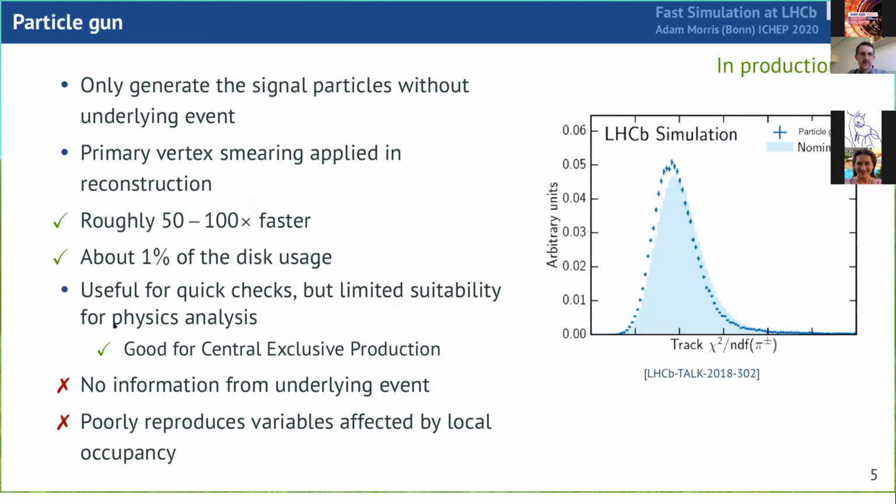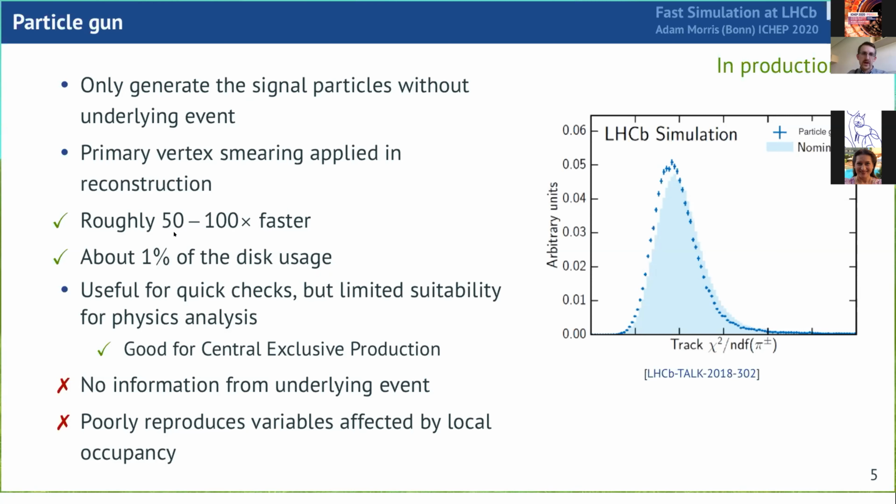So let's cover these in the order I just presented them. The first thing you can do is what we call particle gun, which is where you just generate the signal particles without the rest of the event, and then you can apply some vertex smearing in the reconstruction to make it more lifelike, let's say.